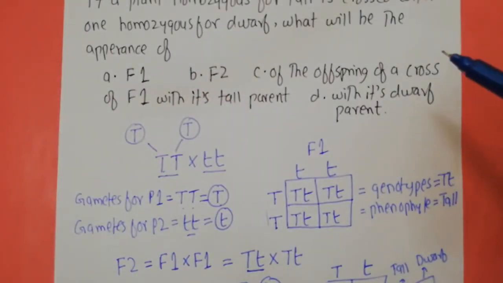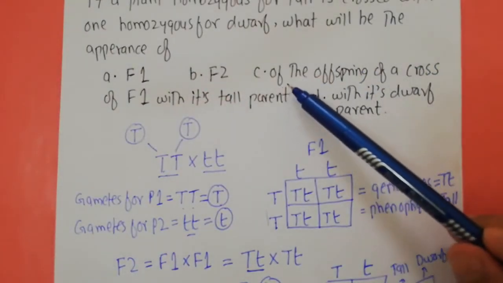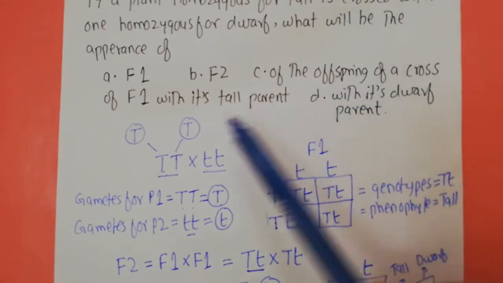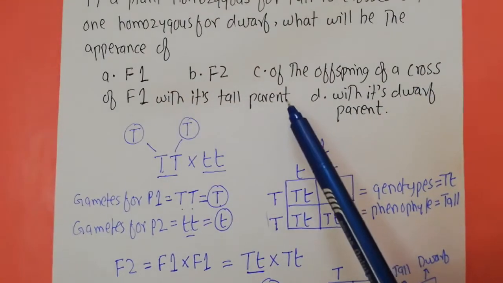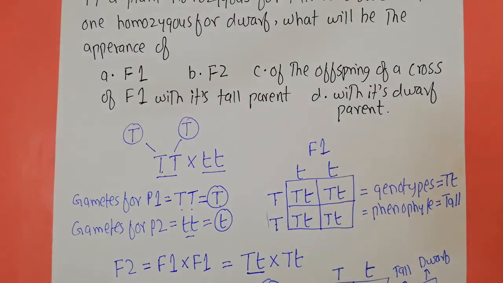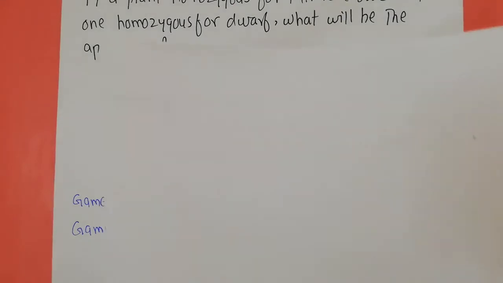Now the third part of this question asks what will be the appearance of the offspring of a cross of the F1 with its tall parent. What this means is that now you have to cross the F1 generation with its tall parent. Now what is the F1 generation?